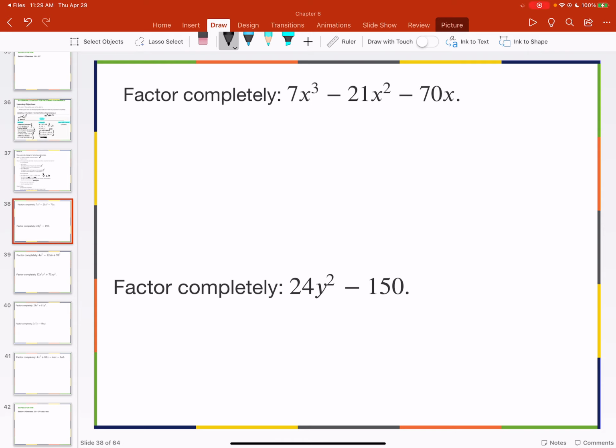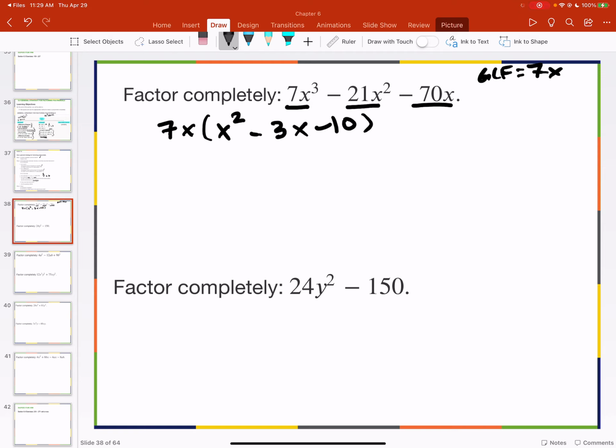Let's factor this completely. First step, we have 7x cubed minus 21x squared minus 70x. What's the GCF here? The GCF would be 7x. So we factor out the GCF, 7x. What are we left with? We're left with x squared minus 3x minus 10. Now inside here we kind of ignore the GCF, but it's still there, in the back of our minds, like when your mom tells you to go clean your room and you just ignore it for a long time.